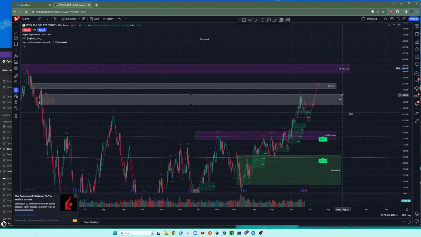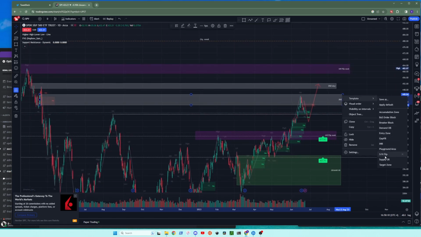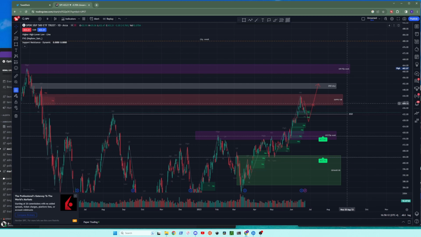So if I change that to an order block, that's going to be a supply zone. So we drop down from that area. Now, that is a good potential reason why price moved down. Anyway, I'm looking for continued movement to the downside, probably to that support resistance area.